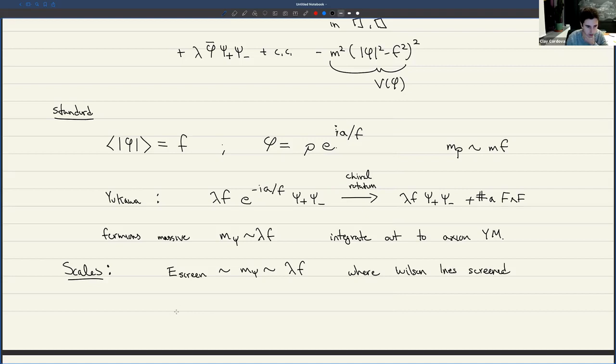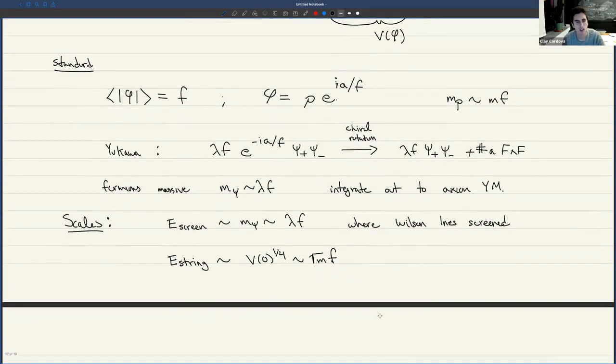Okay, what about E string? That takes a little more thought. So let me write the answer and then I'll try to justify it for you. So I claim that this is like the fourth root of the potential, which is like root mf, the fourth root of the potential evaluated at the origin.